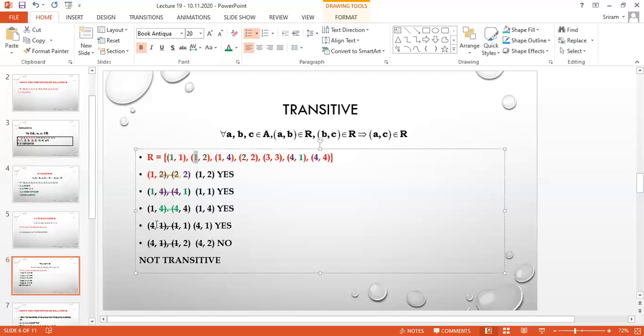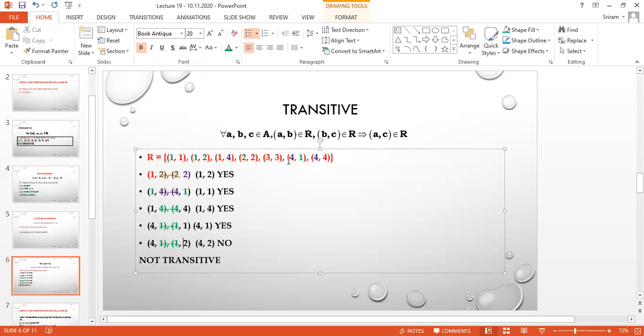When I take 4, 1, my other alternative pair is 1, 1. I am going to cancel the common number 1, 1 and check the pair 4, 1. Does it exist here? Yes, 4, 1 exists. The same idea, I am going to take 4, 1. What is the next pair? 1, 2. I am going to cancel the common number 1, 1, and I am going to check the pair 4, 2.